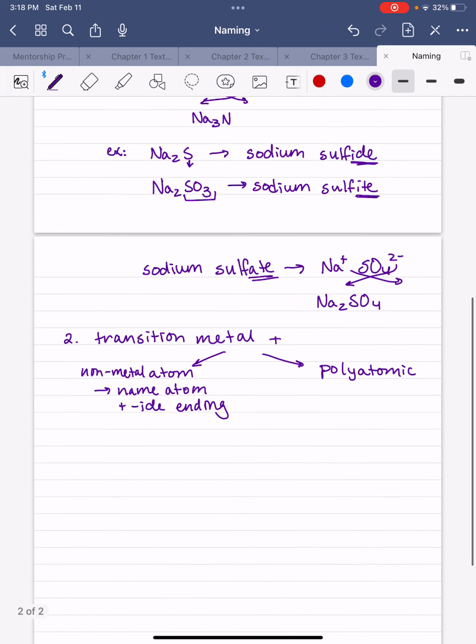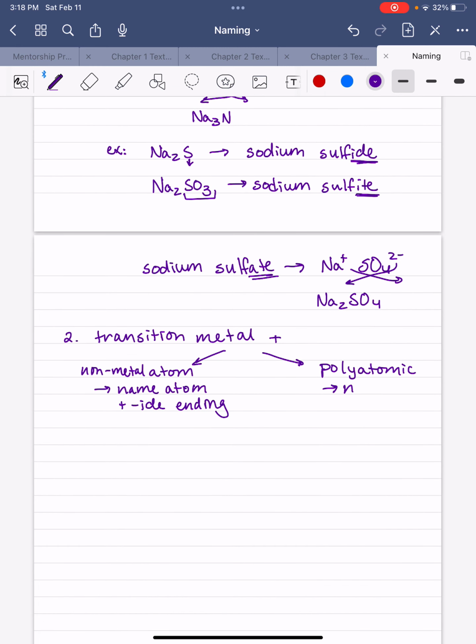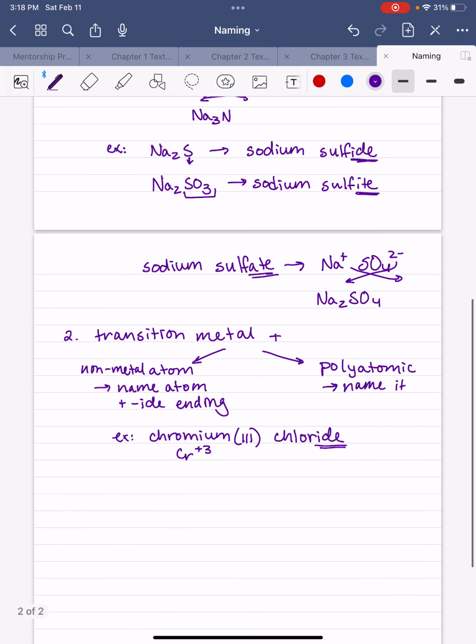So if I start with the name, and I give you the name something like chromium(III) chloride, again, that ide tells me it's an individual atom. So I will write chromium with its +3 charge. I know that chlorine as an atom, when it becomes an ion, gets the -1, so the chloride is the -1, and then I swap them, so I get CrCl3.